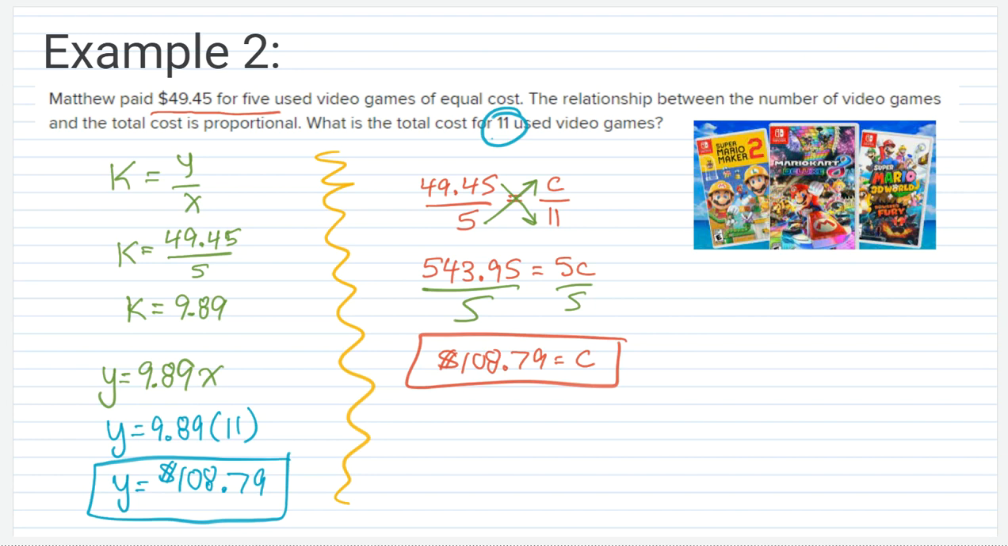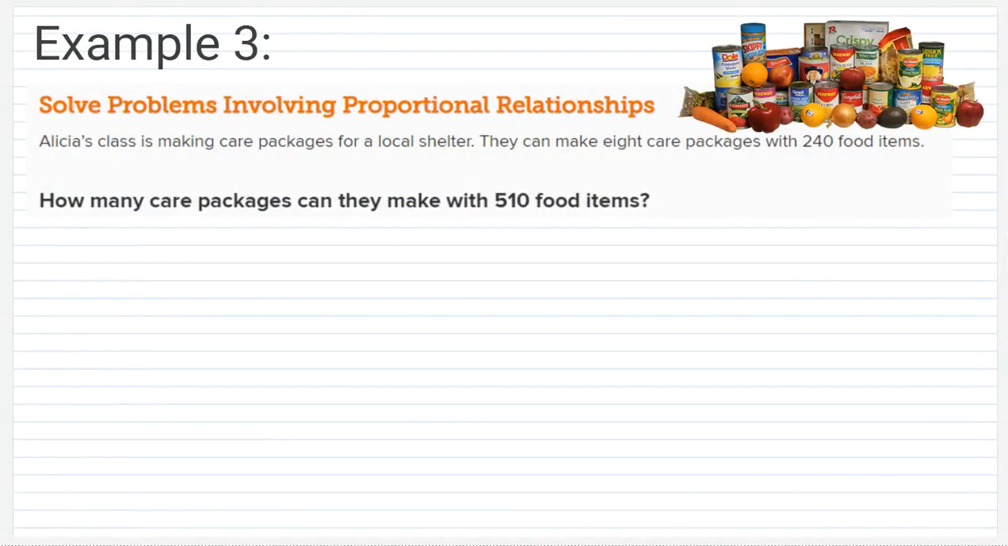All right, so let's take a look at our next example. So this one says Alicia's class is making care packages for a local shelter. They can make 8 care packages with 240 food items. How many care packages can they make with 510 food items?